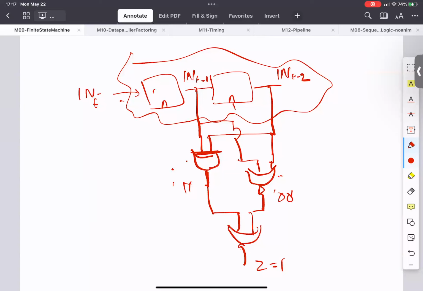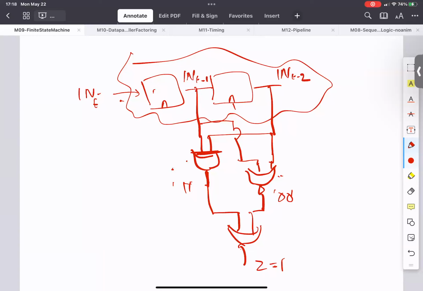Not all FSMs can be done efficiently in this manner. For example, remember I had this problem: output a 1 if the number of ones thus far is even. That I cannot solve this way, because to keep track of whether the number of ones is even thus far, I'll need to know all the inputs thus far. So I can't solve that kind of problem this way.